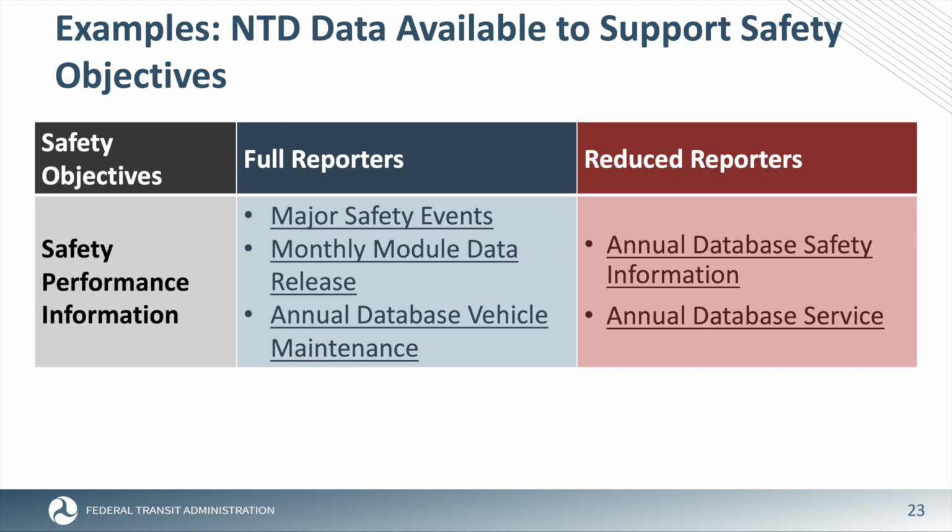In a lot of the files that we've talked about so far, specifically, we wanted to point to the major safety events file, also the monthly module data release file where you can find service metrics, and also the annual database vehicle maintenance file if the agency is interested in an objective related to something like mechanical failures. And again, for reduced reporters, a little more limited in what data is available, but the annual database safety information file and the annual database service file, where you could find safety data reported at the agency level and annual service metrics by mode, respectively.